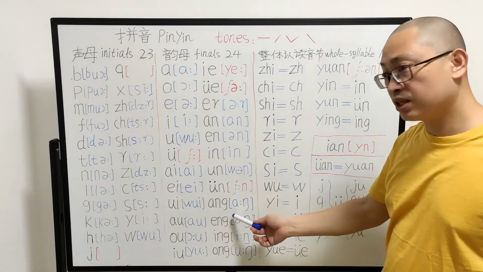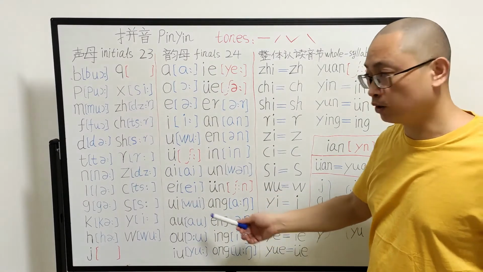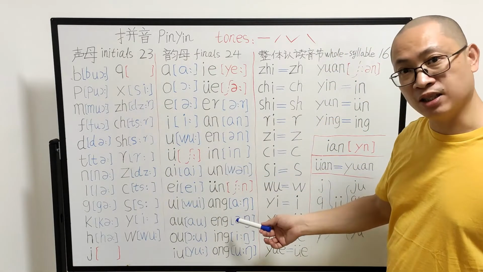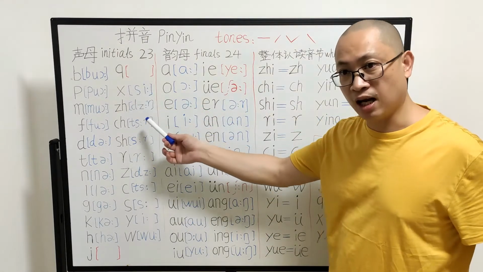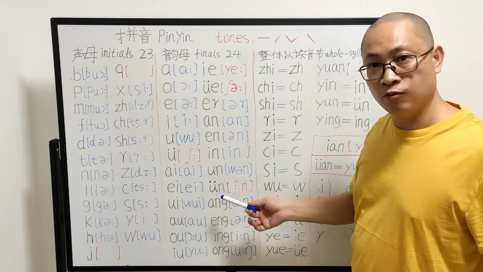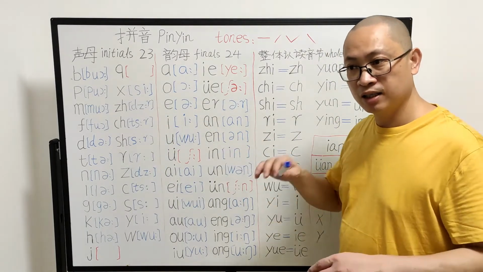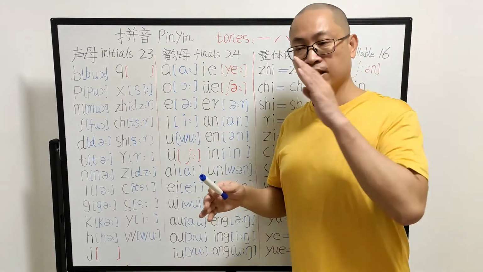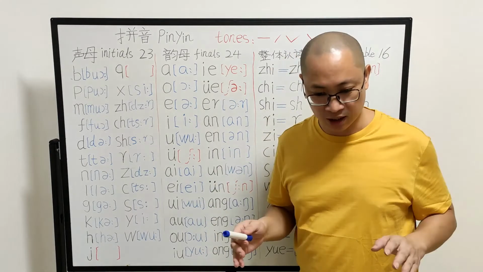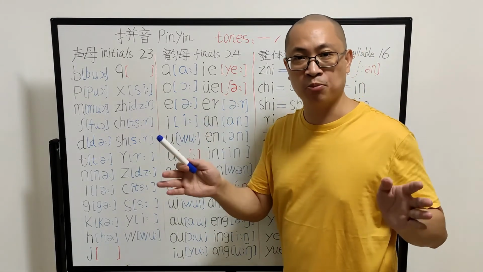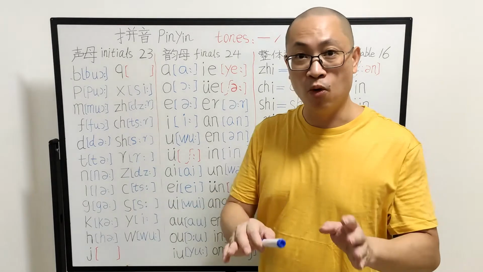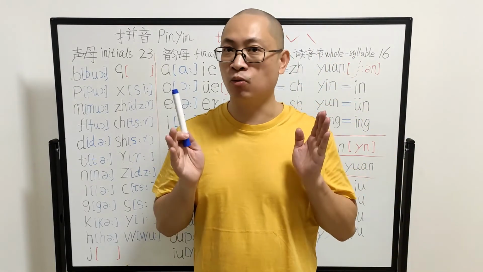Qi an qiang. First tone. Second tone, qi an qiang. Third tone, qi an qiang. Fourth tone, qi an qiang. Qiang qiang qiang qiang. Okay, very simple and easy. The more you practice, the better you will be.